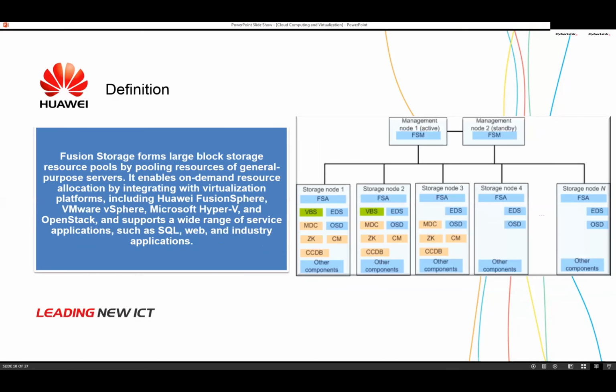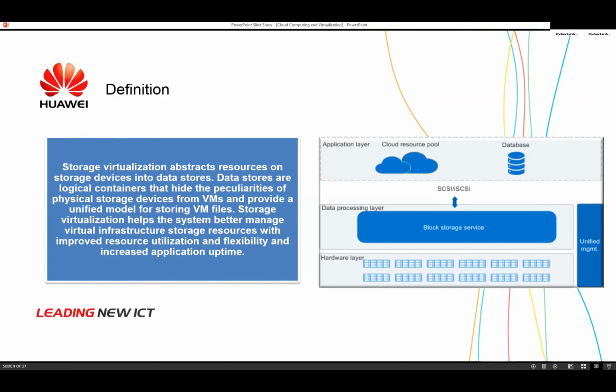Let me see. Okay. Yeah, so only 2 slides for Fusion storage. What does Fusion storage apply to? Well, it applies to cloud resource pools. Fusion storage forms large block of storage resource pools by pooling resources of general purpose servers. It enables on-demand resource allocation by integrating with virtual platforms.